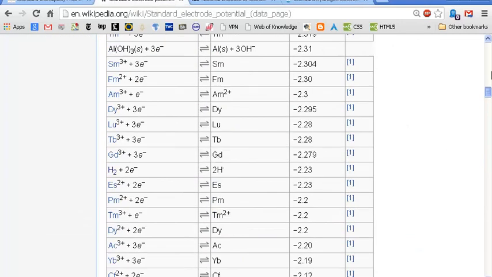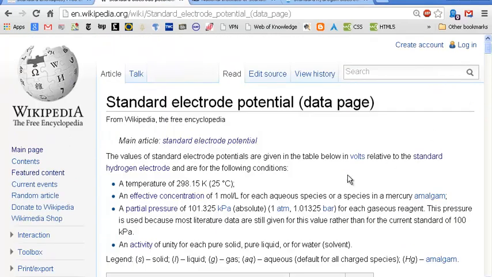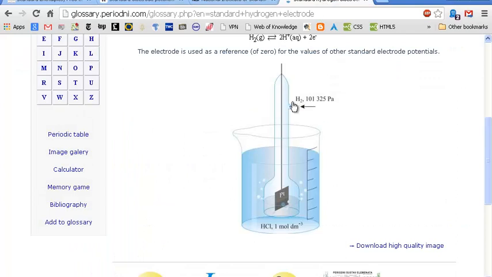Well, we want the standard potential, and by convention, the standard potential is for standard conditions, 1 atmosphere, which is 101.325 kilopascal, or 101,325 Pascal. All right, so that's what that is. So you have 1 atmosphere coming in here, and the hydrogen gas is bubbling through the water. This is a water solution.